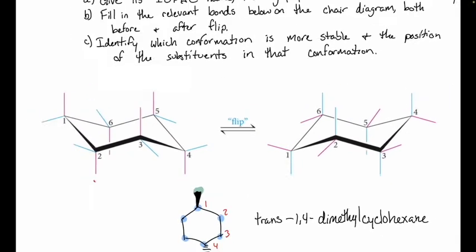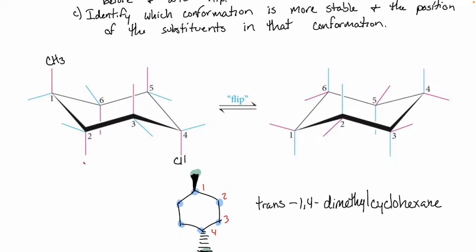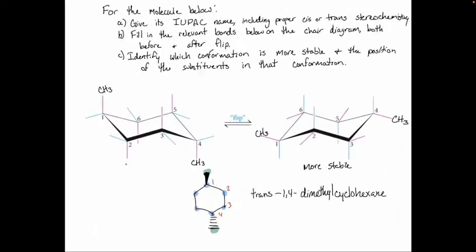So again, using this here, I would see that carbon 1, again, it's the top bond because it's the wedge. And on carbon 4, it's the bottom bond because it's the dash. Show after the flip as well. Again, these 2 are in the equatorial position, so this one is the more stable conformation. Okay? All right.